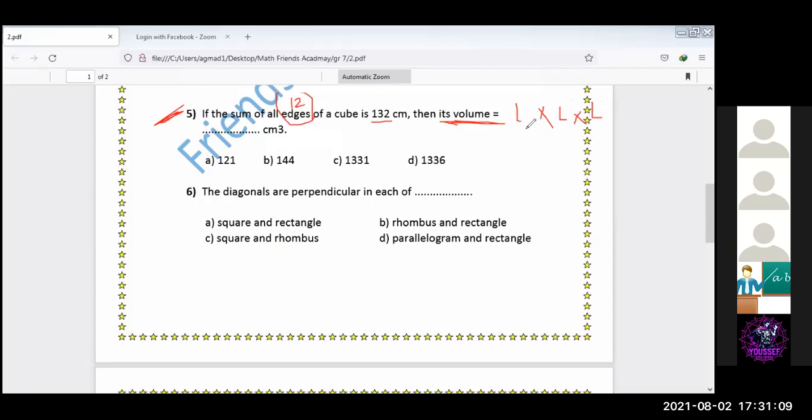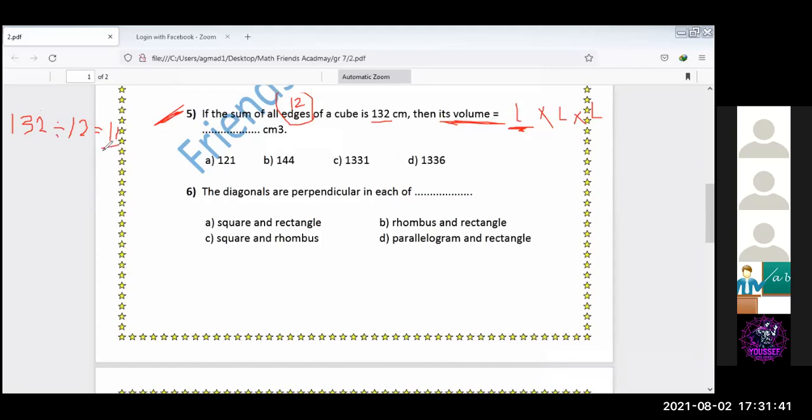Okay, but I don't have the side length. To get the length, we will divide 132 by 12. 132 divided by 12 is in the multiplication table. It will give me 11. Yes, the multiplication table of 12 is very important in grade 7. If you divide 132 by 12, it will give you 11, because 12 times 11 gives 132.